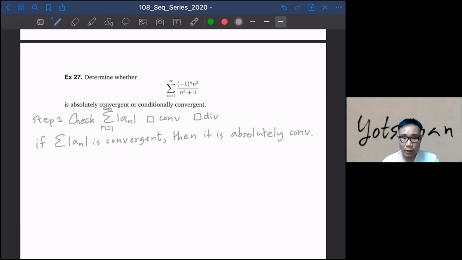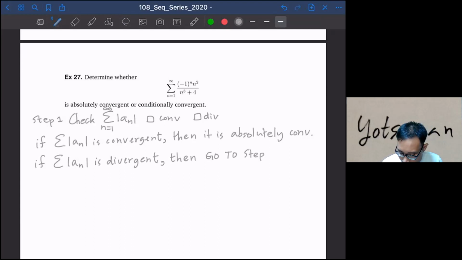Okay, so it's going to turn out to be absolutely convergent in this case. If the series of absolute an is divergent, then go to step 2. Okay, so you go to step 2.